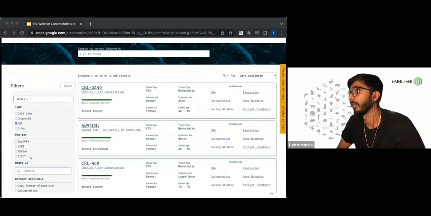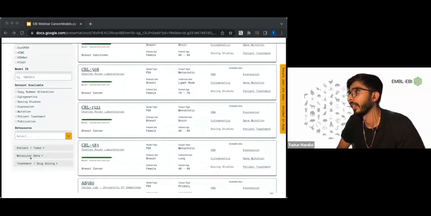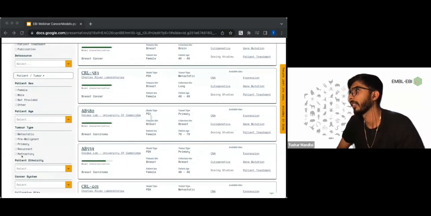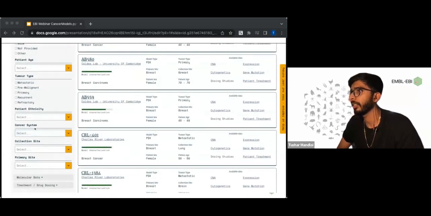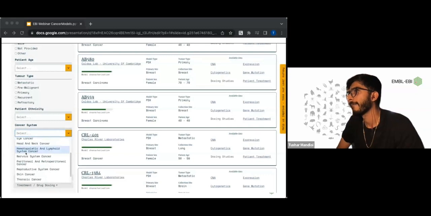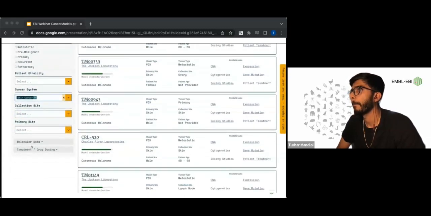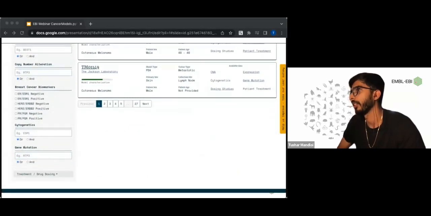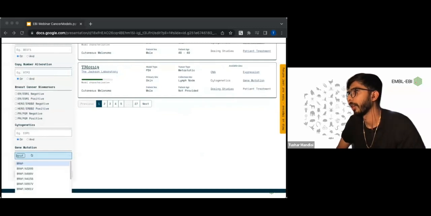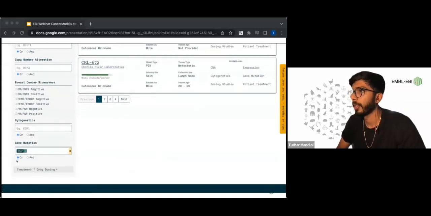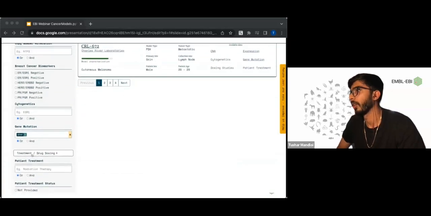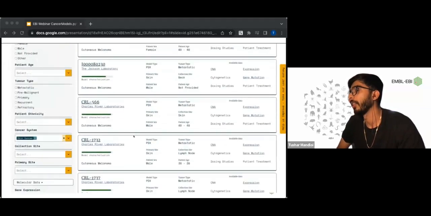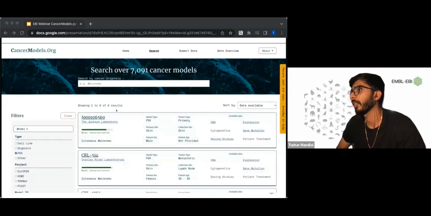Then she filters on the patient tumor section. She filters on the cancer system as skin cancer. Then next, she filters on gene mutations. She selects the models with a gene mutation in the BRAF gene by typing in the gene symbol. Next, she filters on the treatment status as treatment naive. And by applying these filters, she's presented with 9 models of her interest.